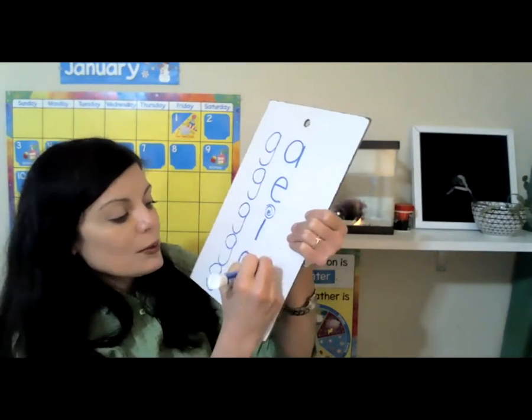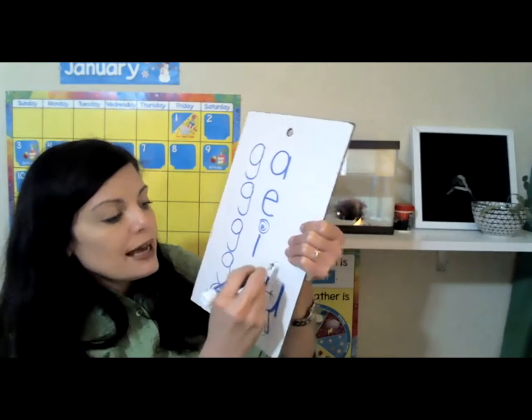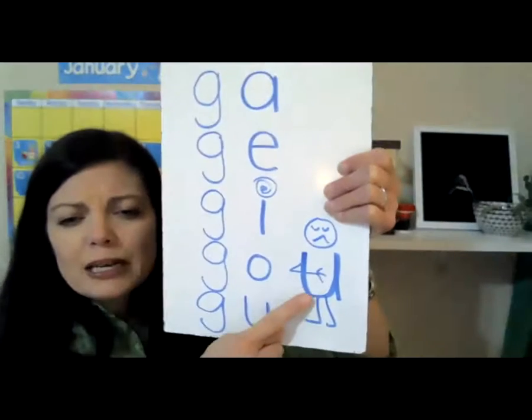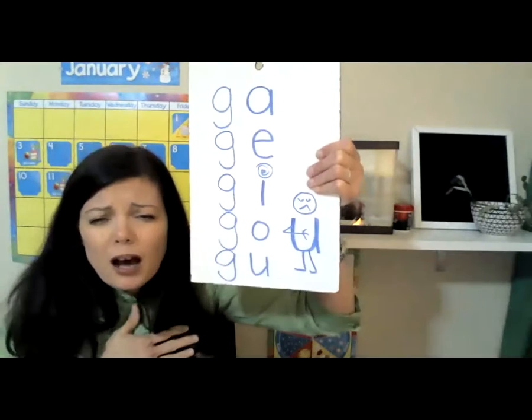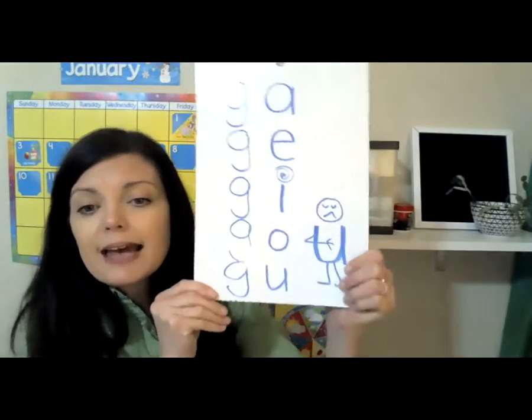Now I'm just going to remind you what U says. U is like my friend U. He ate too many yummy sweet treats and so now he has a tummy ache. So U says, uh. So let's blend that together with G.